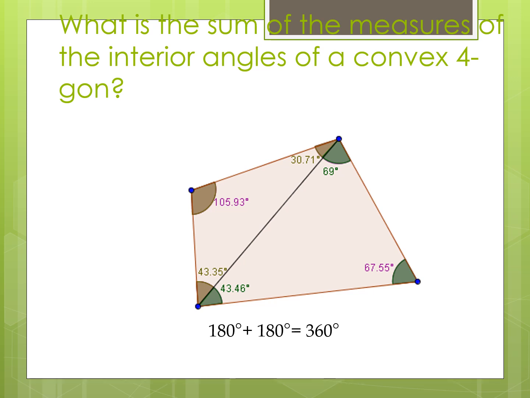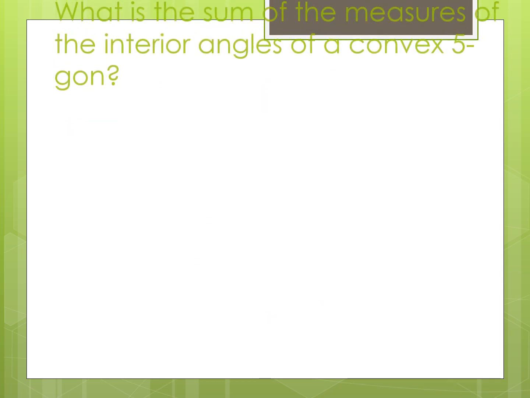If you connect two vertices, then you can form a diagonal. So we could now form one triangle and another triangle. Therefore, one three-sided polygon, that is a triangle, measures 180 degrees. And since we can form two triangles in a quadrilateral, we have two 180s. So 180 plus 180, and we have 360 degrees as the sum for the four-sided polygon.